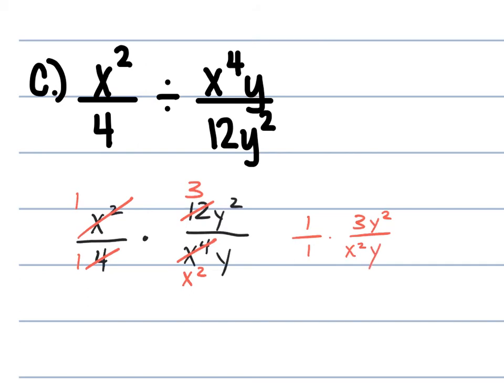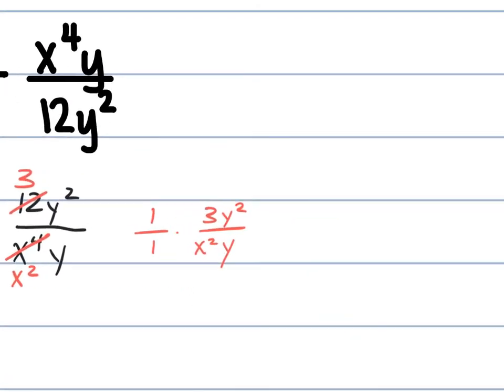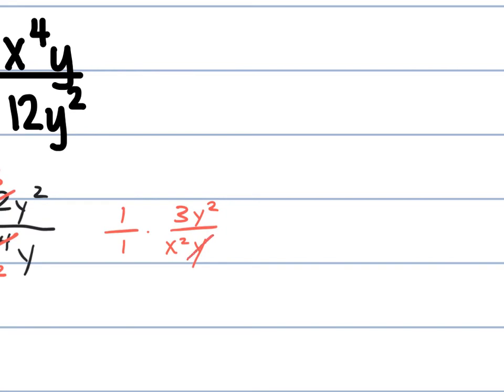Anything else that can still cancel? The y's. There's a y on top and a y on bottom. Y goes into y, leaving 1 left over. Y goes into y squared, leaving just 1 y on top. So we get 1 over 1 times 3y over x squared, which becomes 3y over x squared.